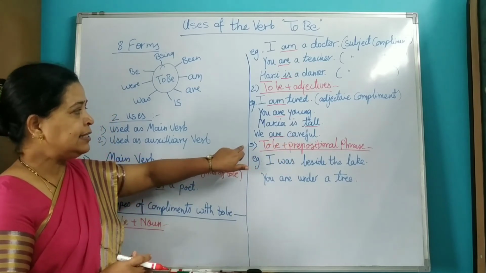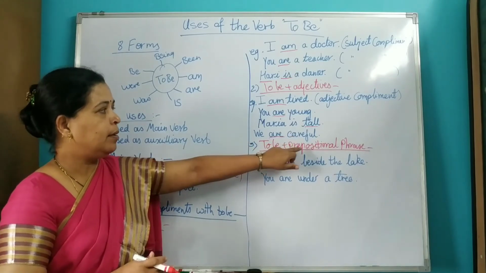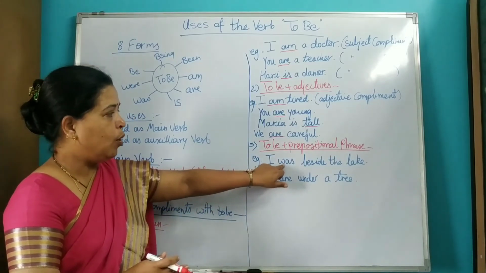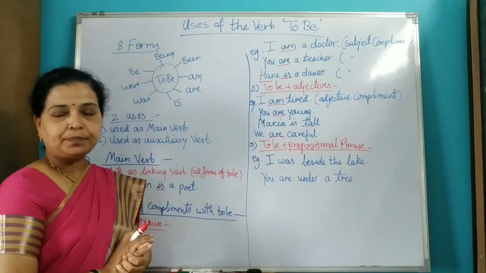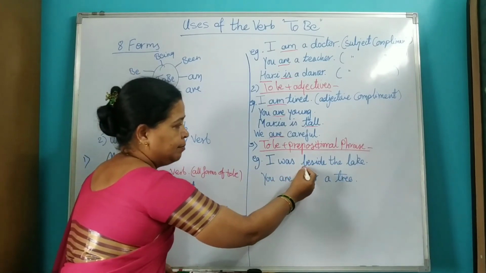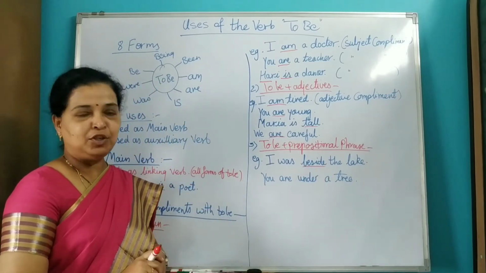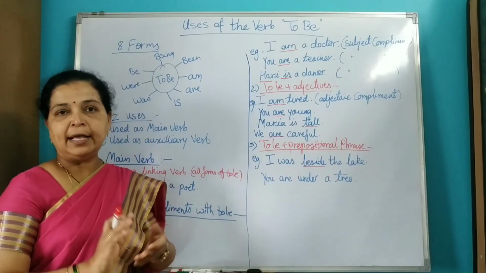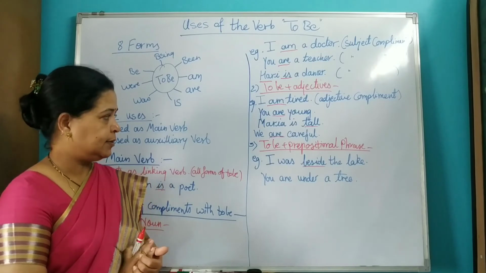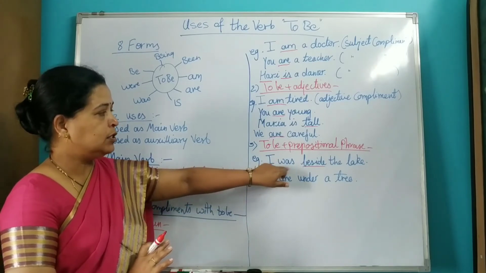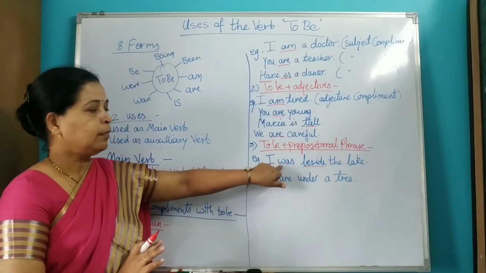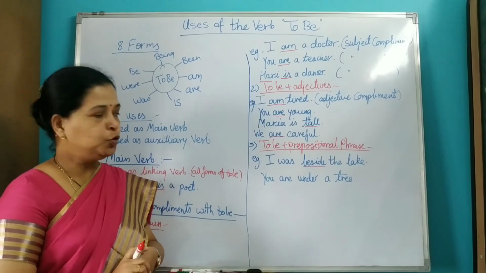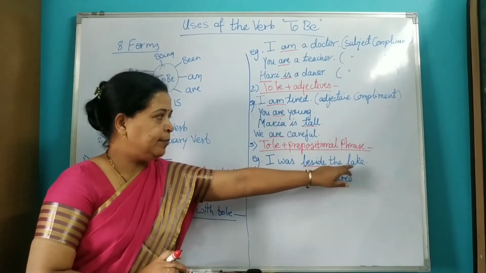Okay. And lastly we have to be plus prepositional phrase. Let's see the example. I was beside the lake. Which is the preposition? Beside is the preposition. So beside the lake is called a prepositional phrase. So I was beside the lake. Was is your verb, which is the past form of to be. So beside the lake is the prepositional phrase.